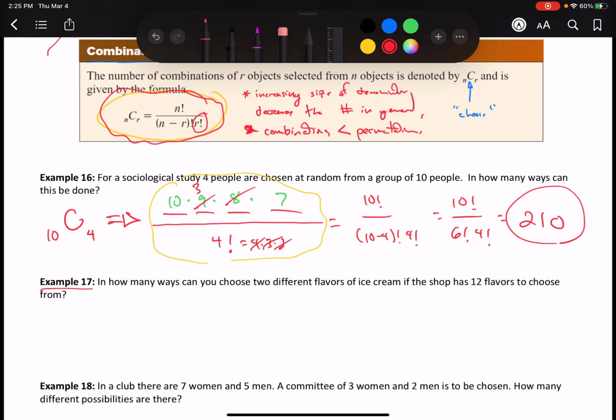All right, so let's go ahead and take a look. How many ways can you choose 2 different flavors of ice cream if the shop has 12 flavors to choose from? So I think this should have been a permutation, because it totally matters if chocolate or vanilla is on top, you know what I mean? But let's just proceed as if it doesn't matter. How many ways can you choose 2 different flavors from 12? So we have a 12 choose 2 scenario. That would be 12 factorial over (12 minus 2) factorial times 2 factorial.